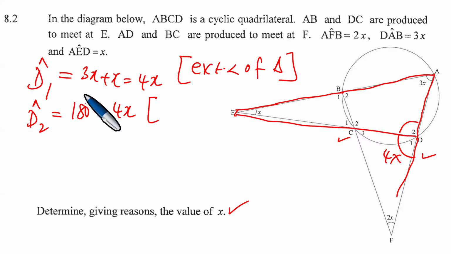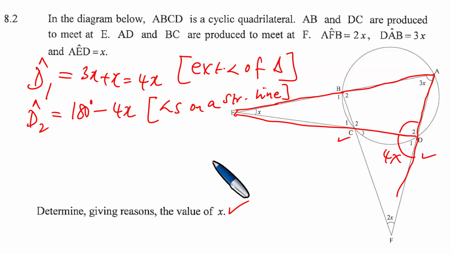Which means, therefore, angles on a straight line, D2 is 180 degrees minus 4x. So you have 180 minus 4x. And then now the angle B1 is equal to what? Let's look at the angle B1.